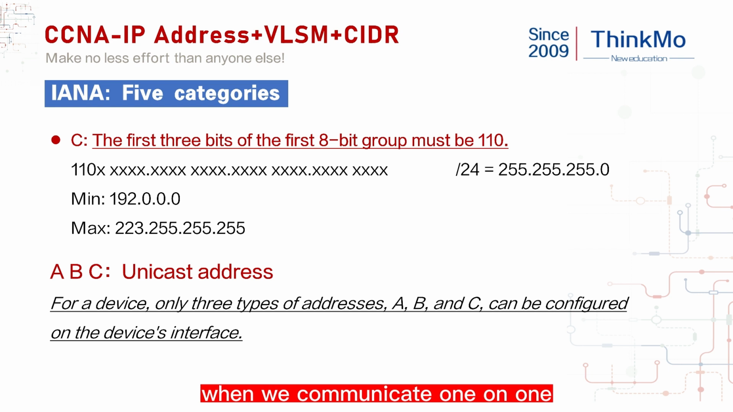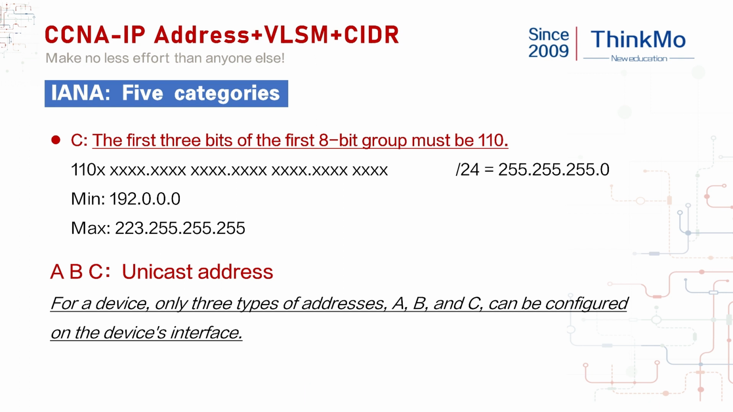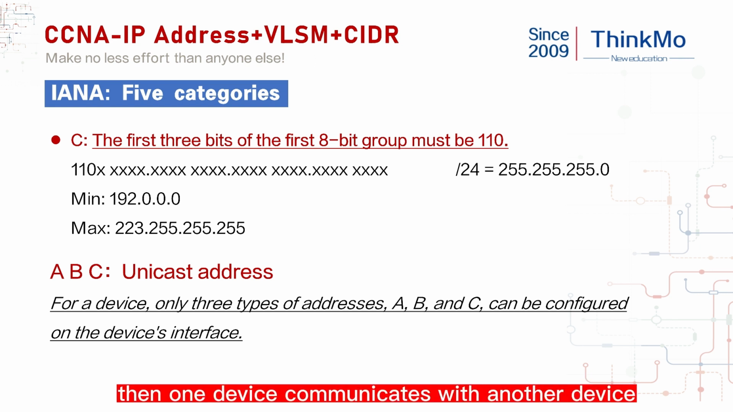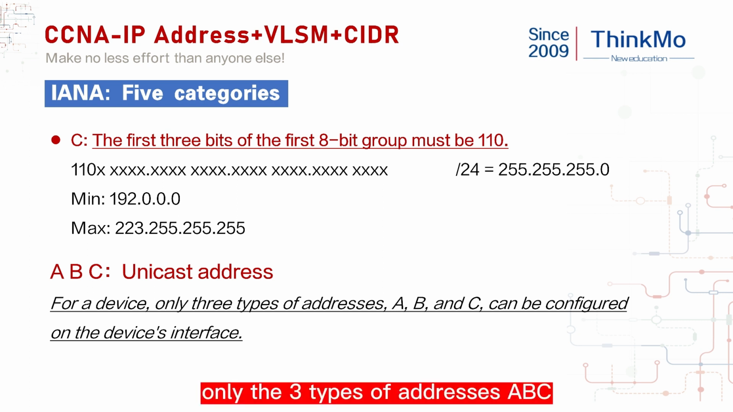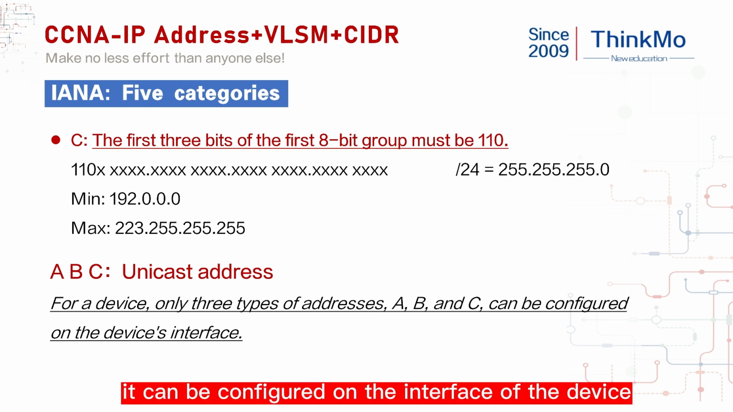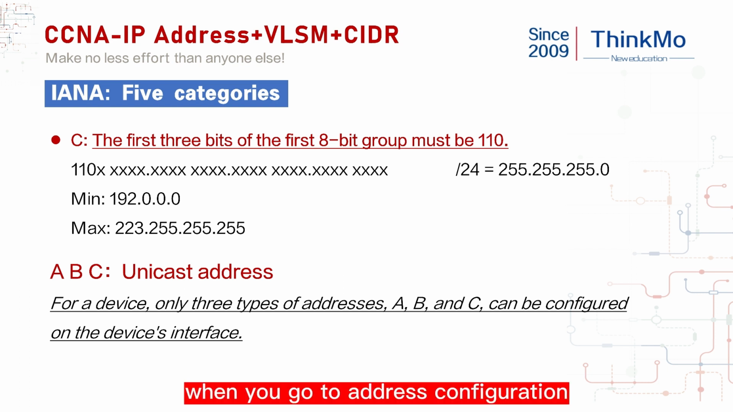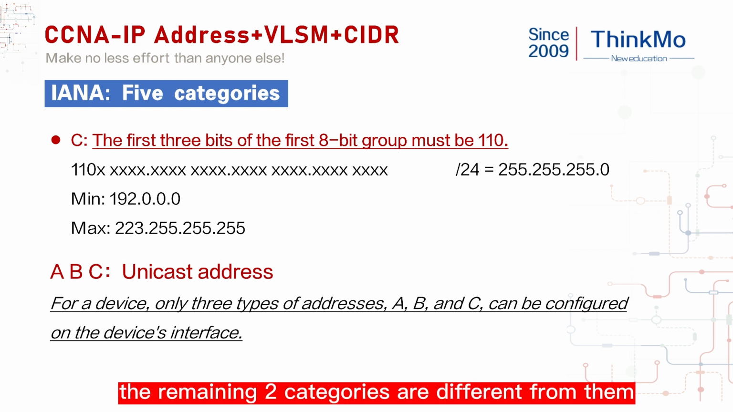When we communicate one-on-one, we do data encapsulation. Layer 2 encapsulates source MAC and destination MAC. Layer 3 encapsulates source IP and destination IP. Then one device communicates with another device. We call it unicast. Only the 3 types of addresses ABC are called unicast addresses. They can be configured on the interface of the device, or on the network card of a terminal for identification. When you configure addresses, all configured addresses are ABC class. This is called a unicast address. The remaining 2 categories are different from them.